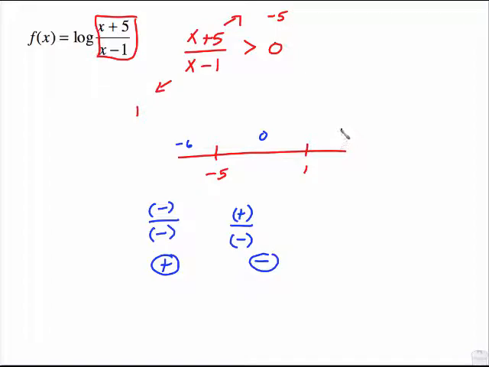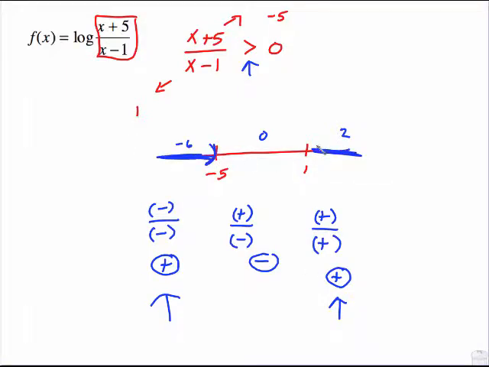To the right of 1, I will choose 2. Put 2 in on the top, and that's a positive value. 2 on the bottom is a positive value. A positive divided by a positive is a positive. We are still looking for greater than, so we are looking for where we have plus signs. So it is this region over here with the parenthesis, this region over here with the parenthesis, which gives me an interval notation from negative infinity to negative 5, union 1 to infinity.